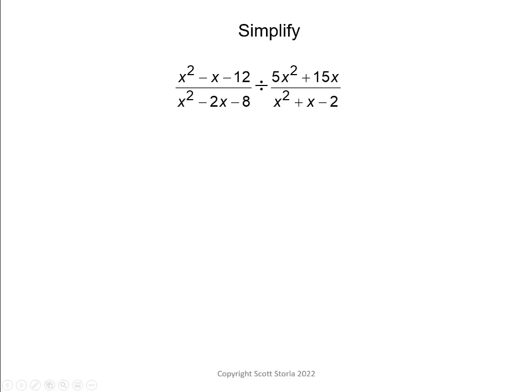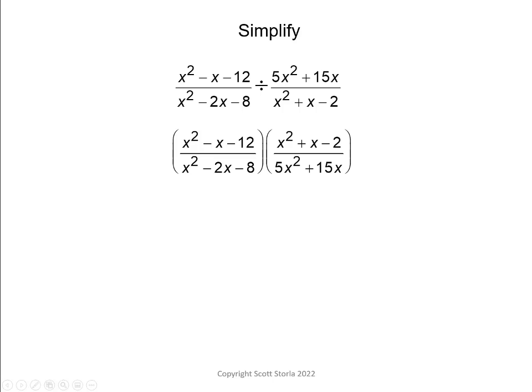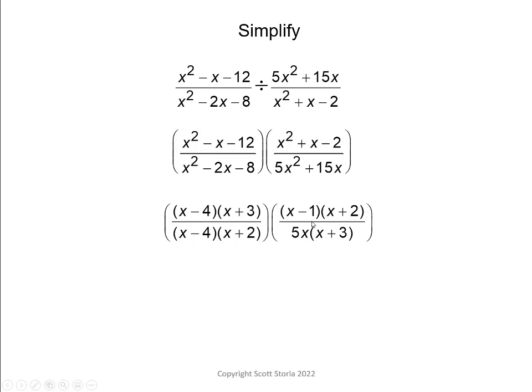Try this one. When I multiply by the reciprocal of the denominator, I've got 3 trinomials. Those are all going to be guess and check. And here I have a GCF of 5x. So I'm going to factor the trinomials, take out the GCF of 5x, and then start reducing. I've got a couple of x minus 4's, a couple of common factors of x plus 3, a couple of common factors of x plus 2, and that leaves just x minus 1 over 5x.